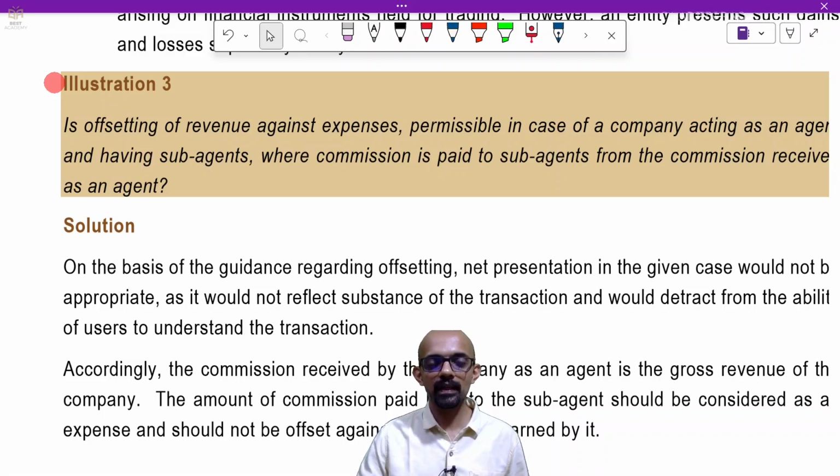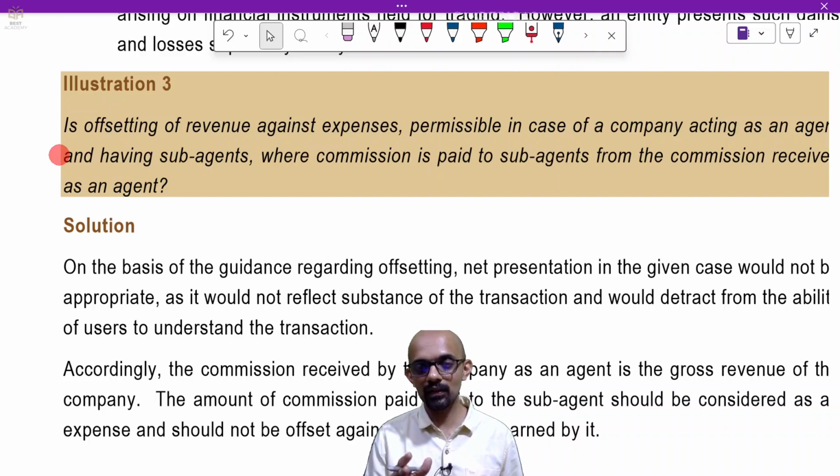So there is a company which is acting as a sub-agent and it receives commission and then pays commission to the sub-agents. So now commission itself is a net transaction, in the sense you receive gross from the customers, you remit to the head office, balance is a net amount which is your commission. So for a commission agent, can he show commission as revenue? Obviously yes, because that is the substance of his transaction.